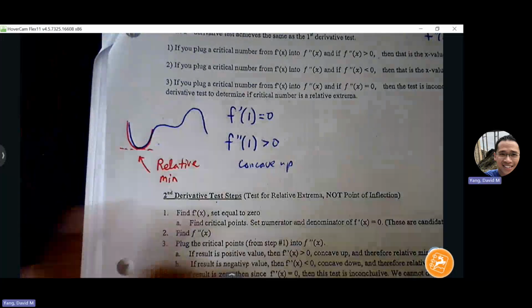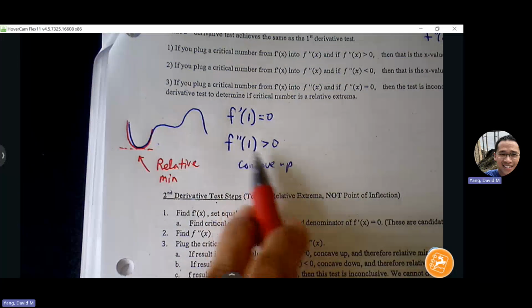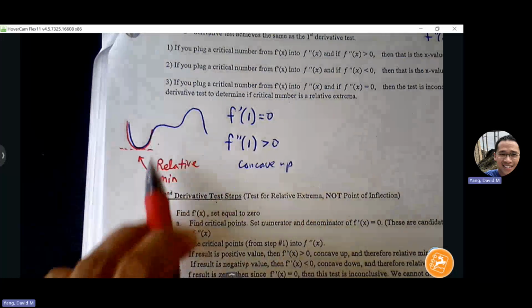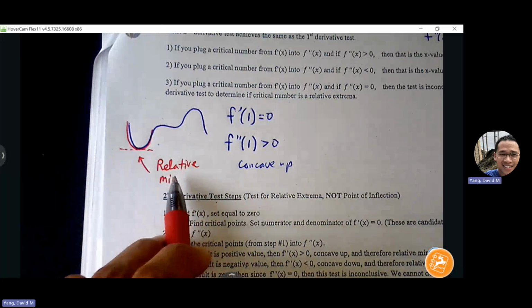the second derivative test. We're not using a sign line. We're using the shape of the graph to help us conclude whether we have a relative max or relative min. Does that make sense? Okay.